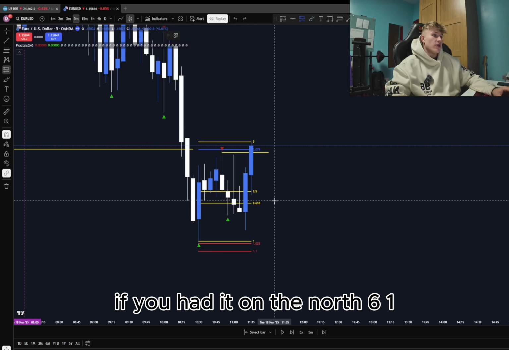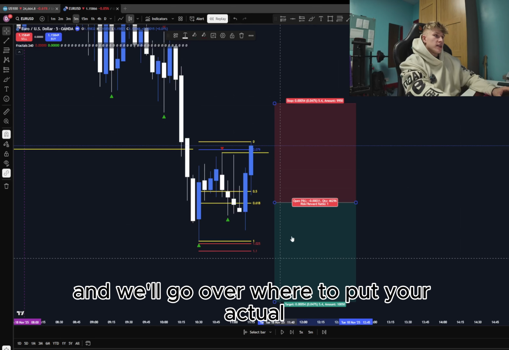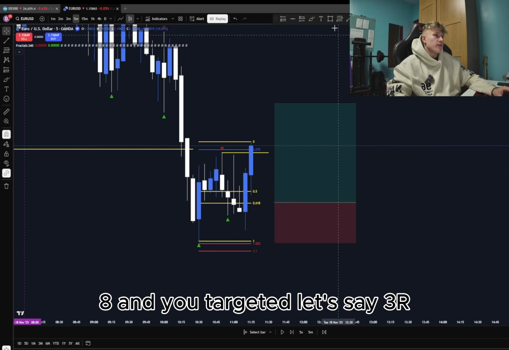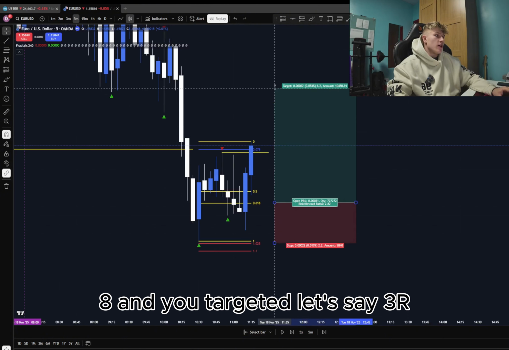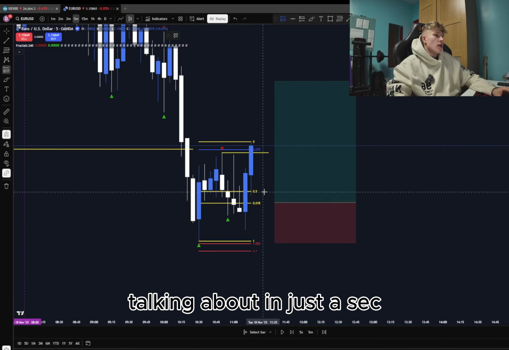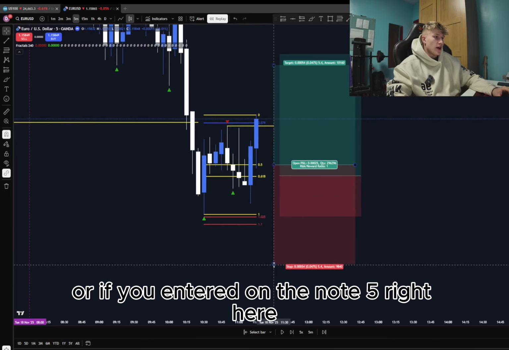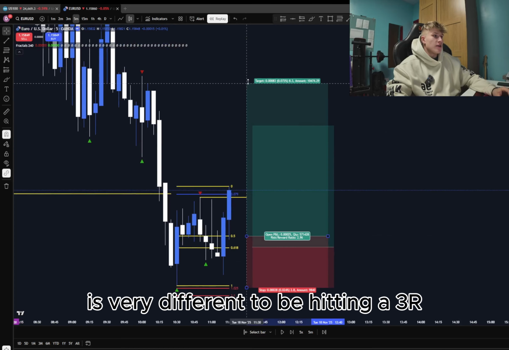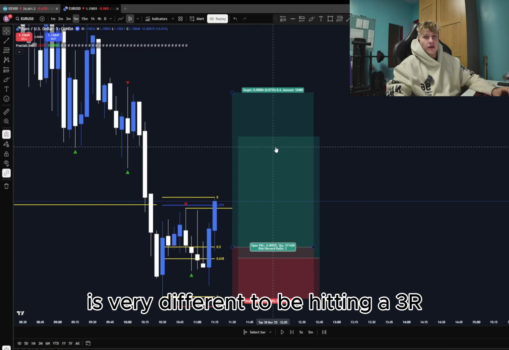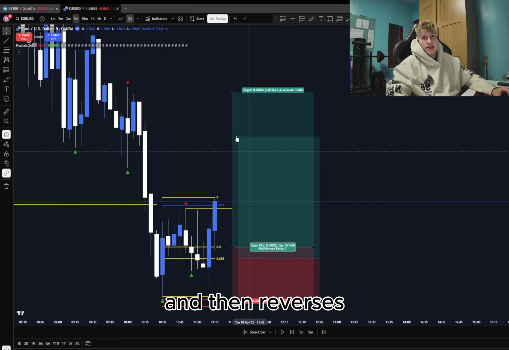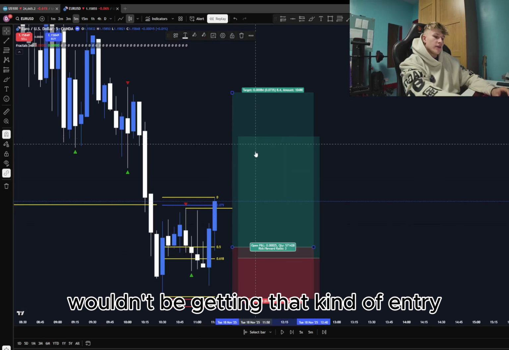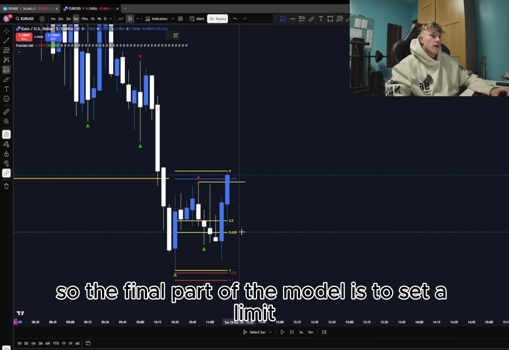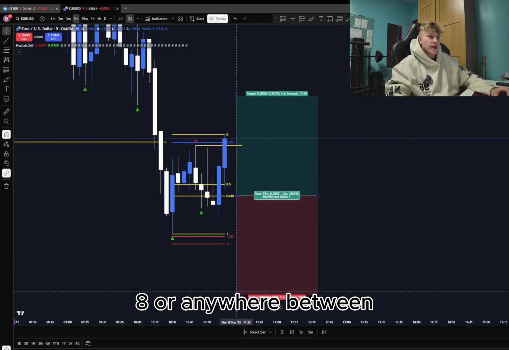Now, if you had it on the 0.618 right here, and we'll go over where to put your actual stop loss and everything in just a second. If you had it right here on the 0.618 and you targeted, let's say, 3R, which is what we're going to be talking about in just a sec, or if you entered on the 0.5 right here, the actual distance that it has to cover to hit a 3R is very different. There will be times where it only comes to here and then reverses, and the guys that had it on the 0.5 wouldn't be getting that kind of entry. So that's why we like to wait for anywhere between here, but I like to wait for the 0.618 right here. So the final part of the model is to set a limit order on the 0.618 or anywhere between.